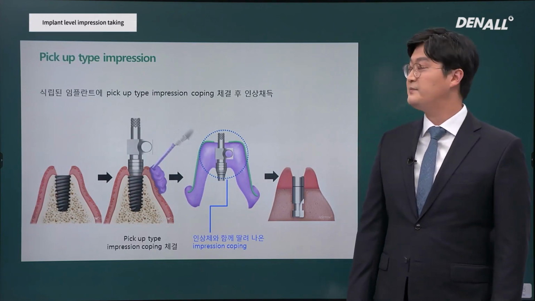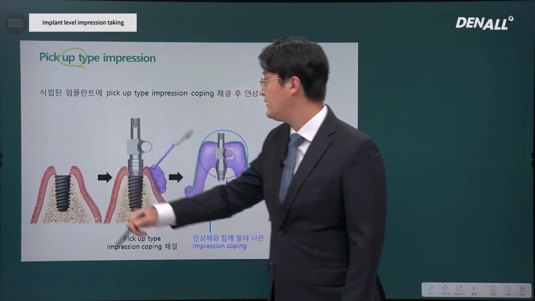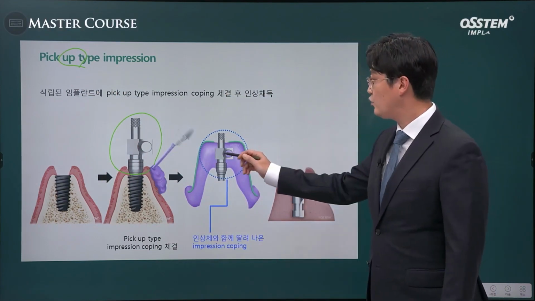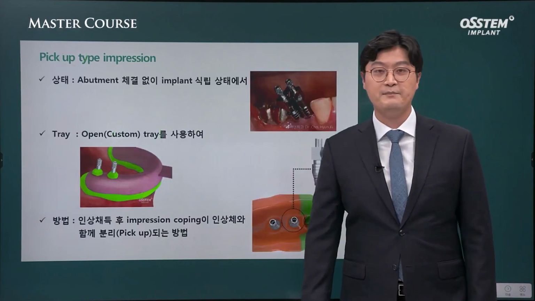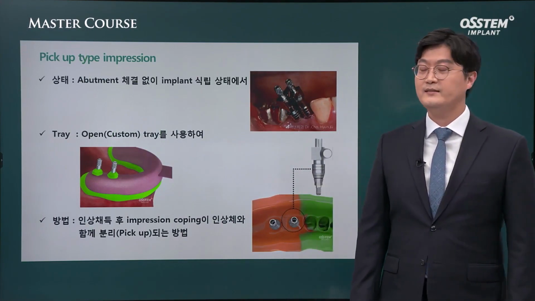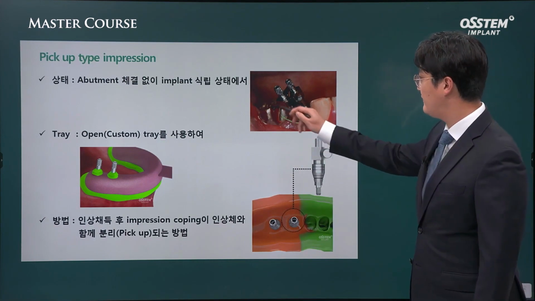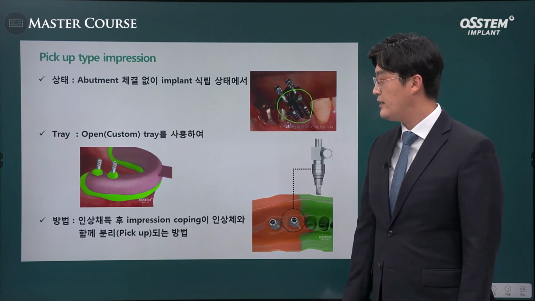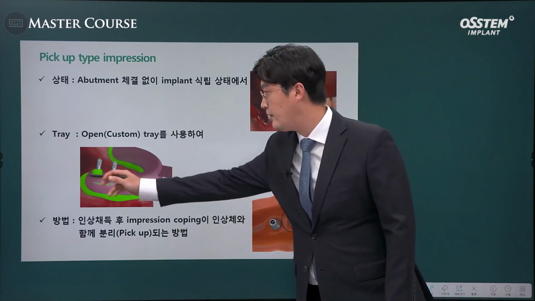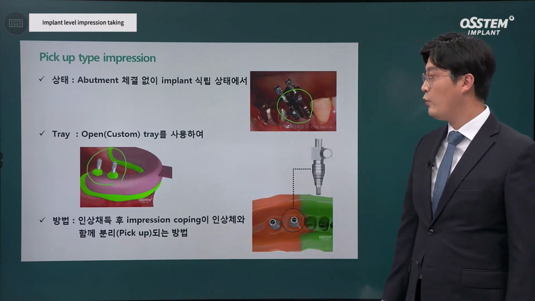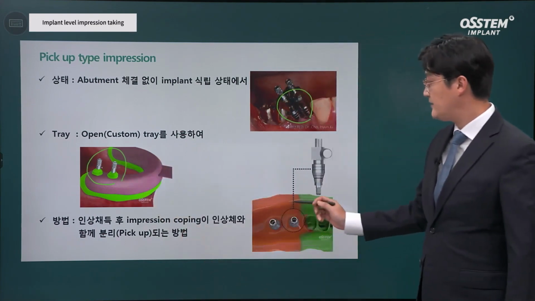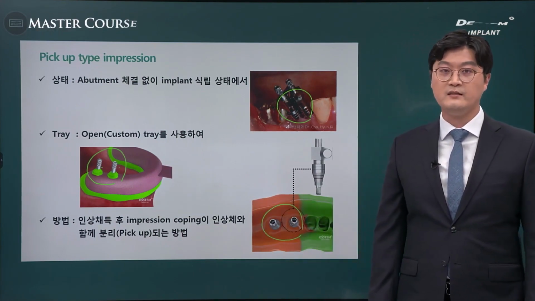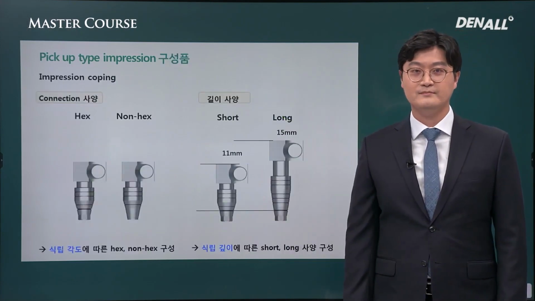There are two types of implant level impression. Pickup type. The pickup impression coping type looks like this, and this open tray should be used. This is an example. In the mouth, the pickup type impression copings are connected. You could use a stock plastic tray or individual tray. However, they need to have holes. After impression taking, these are loosened and the impression material is detached. You could see the pickup type impression copings are included in the impression.